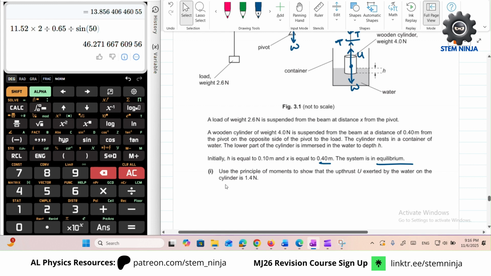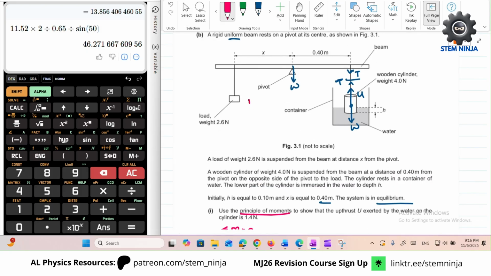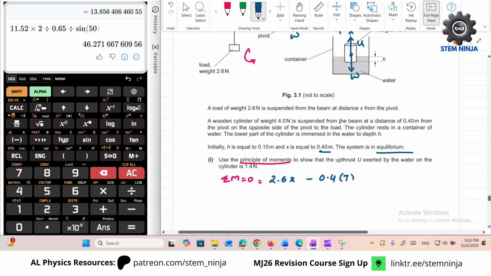Right, okay. Using the principle of moments, the sum of moments is 0. So the anti-clockwise moment is x times 2.6 newtons, so 2.6 times x, minus 0.4 times T. We'll figure out what U and W are in a second.